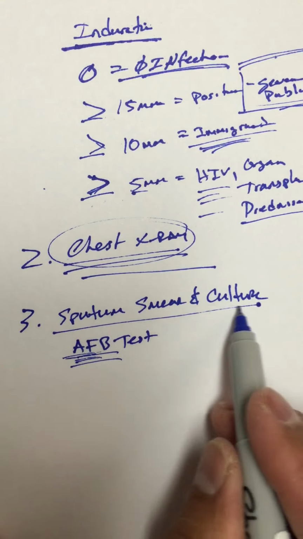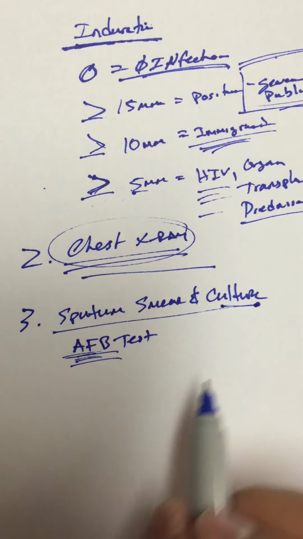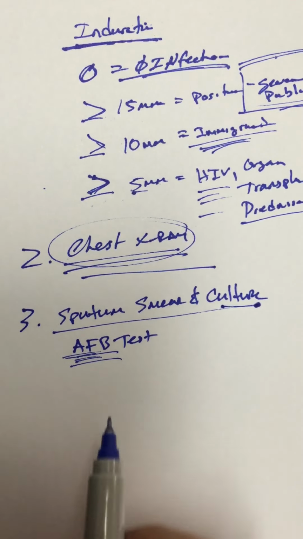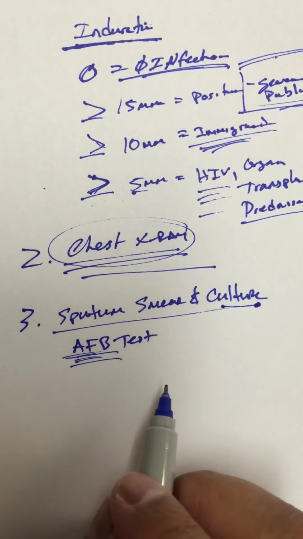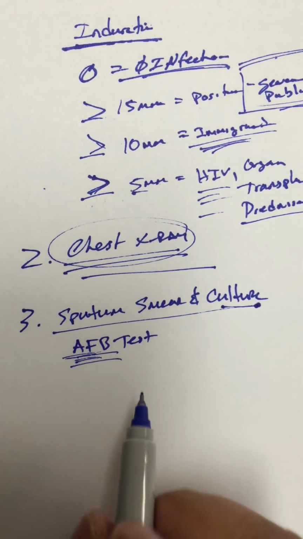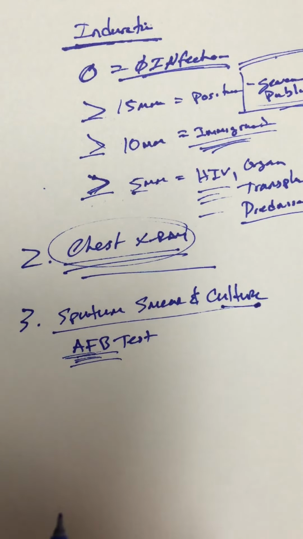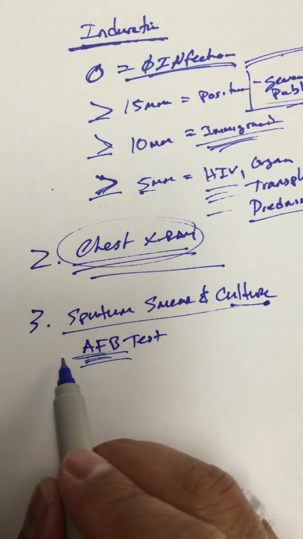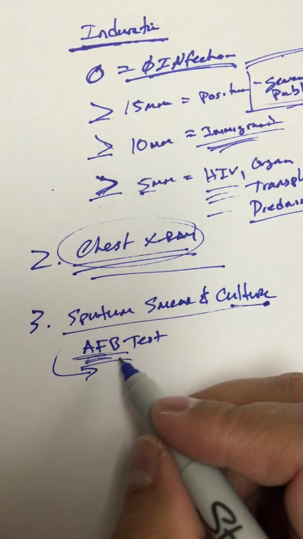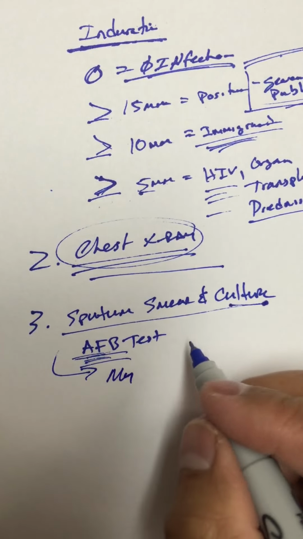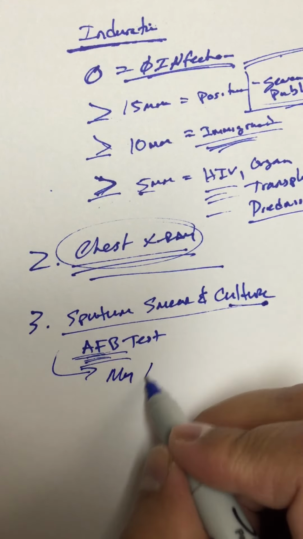You also do a sputum culture. Now make sure that these are 3 consecutive sputum specimens on different days. Again, I repeat that, so write that down. 3 consecutive sputum specimens on different days. Okay, now the problem with this is that sometimes this may take up to 8 weeks for you to get the results back.